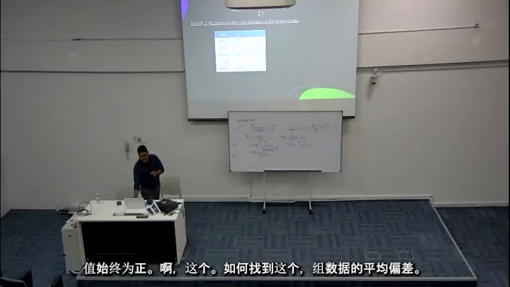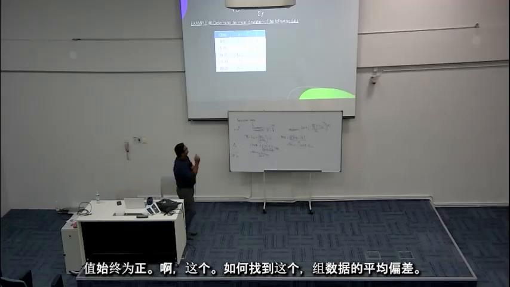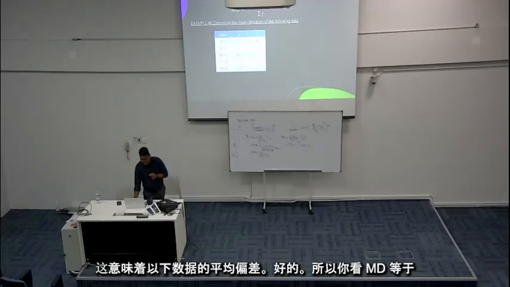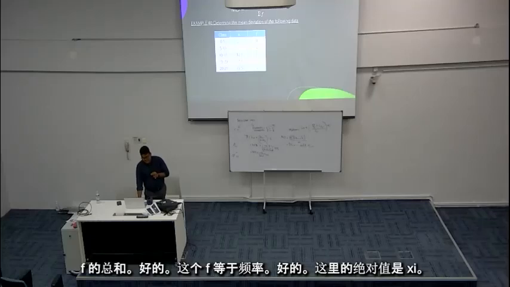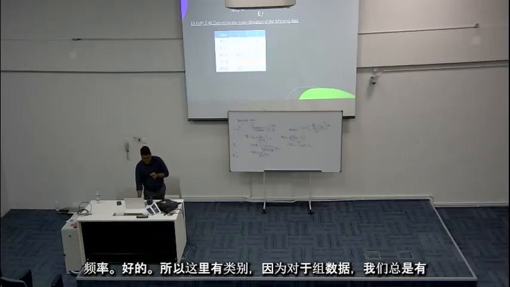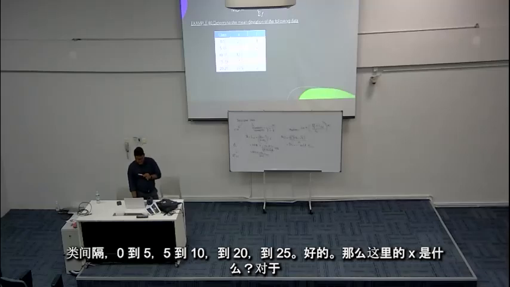How to find the mean deviation for grouped data? Determine the mean deviation of the following data. The MD is equal to the summation of f, where f is the frequency, times the absolute value of Xi, the first observation, the second, the third, and so on, minus X bar, divided by the total frequency. Here you have the class, because for grouped data we always have class intervals: 0 until 5, 5 until 10, until 20, until 25. So what is X here?